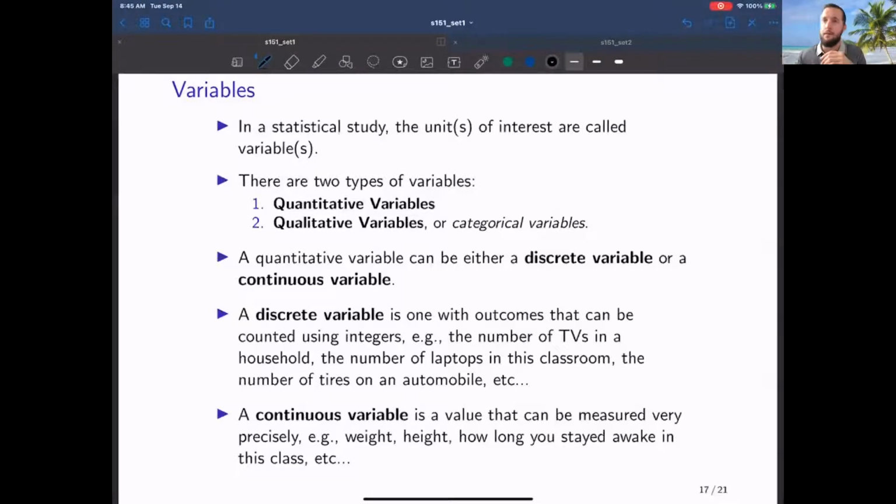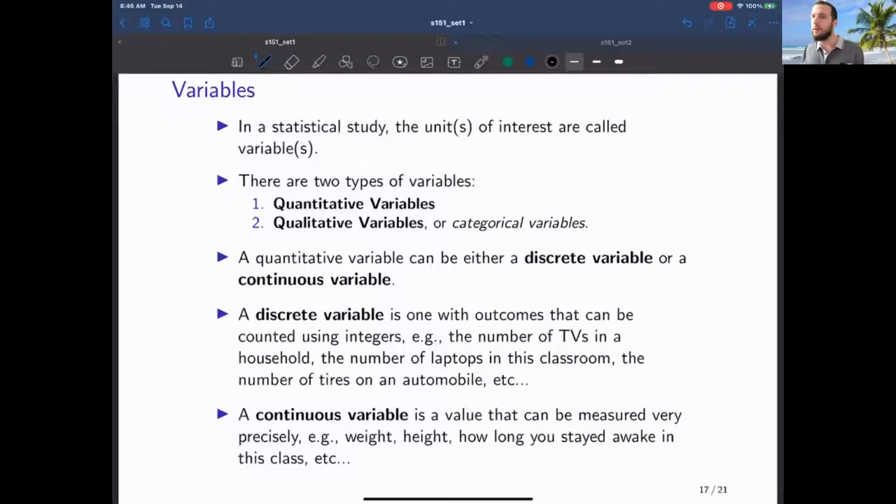I guess, cut a TV in half and throw the other half out or something. But for the most part, we're talking about whole numbers that represent a count of the number of items, for example, in a household, number of TVs, number of cars, number of computers. This would typically be a discrete quantitative variable.